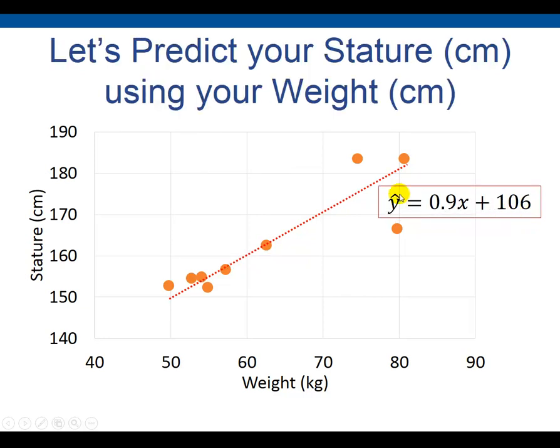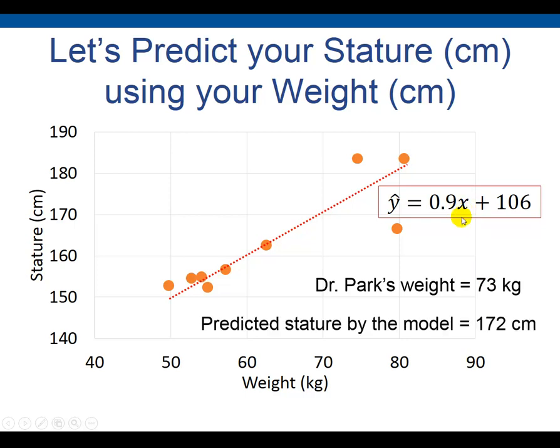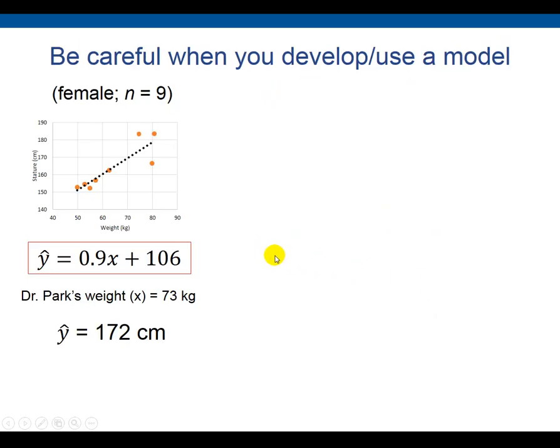So let's say we have this statistical model, this red line. Then we can add some value here. Let's say my weight is 73 kilograms. Dr. Park's weight is 73 kilograms. We add this number into variable X. Then we can estimate stature y hat. The stature predicted by the model is 172 centimeters. It's pretty accurate. I'm very surprised that it's almost the same. My stature is 172. But you need to be very careful when you use your models.